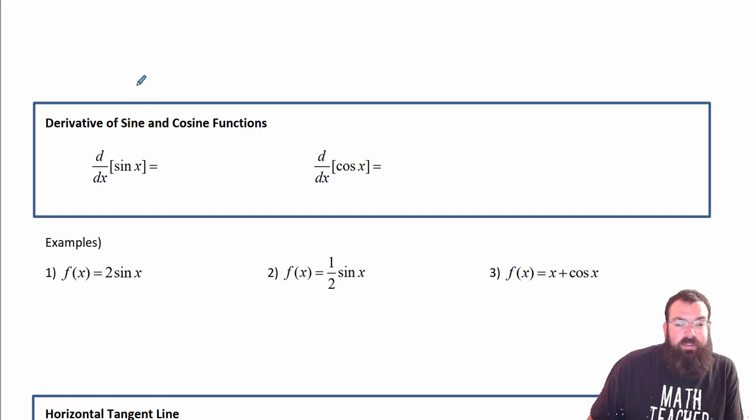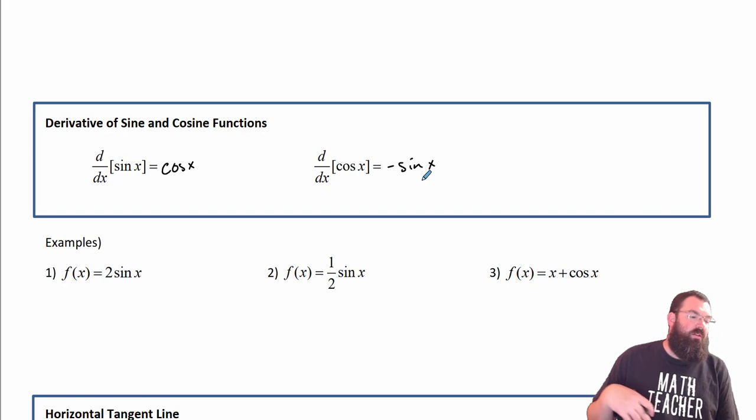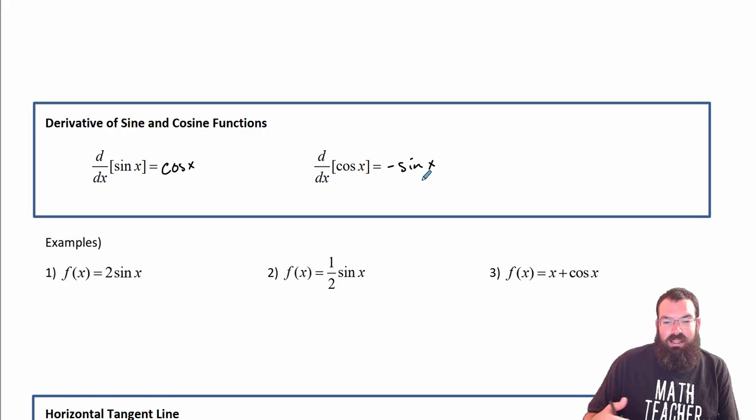Alright. Derivative of sine and cosine. So we probably already remember derivative of sine is just straight up cosine. And then derivative of cosine is negative sine. I'm not going to spend 20 more minutes explaining to you why it is. Just memorize it, and that's all you need.